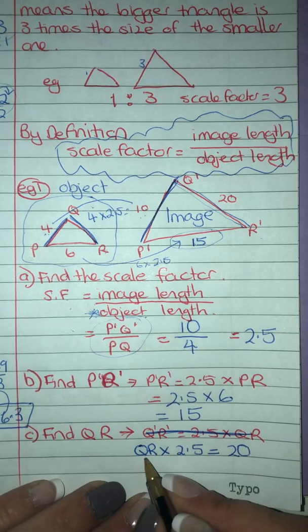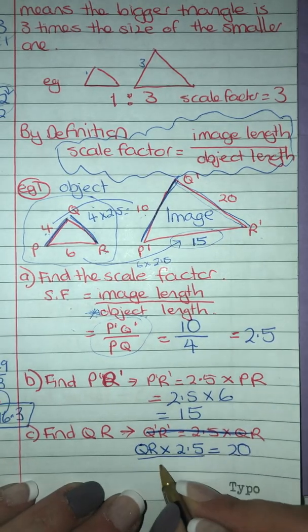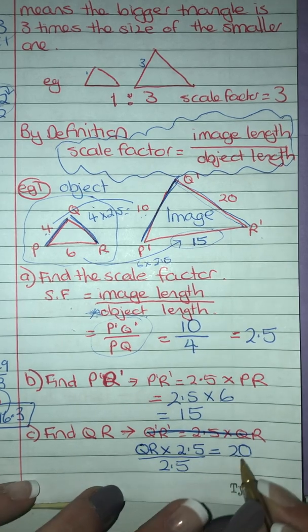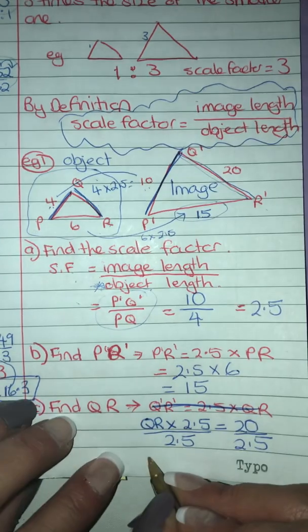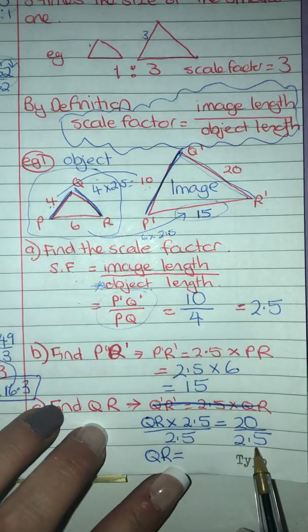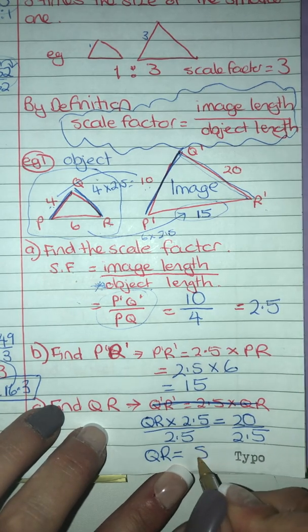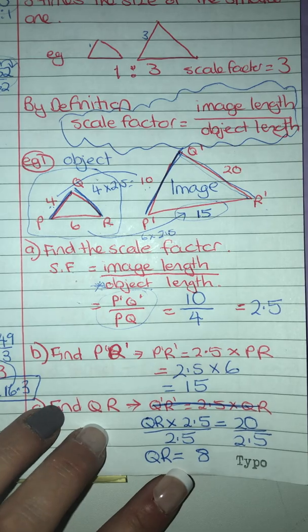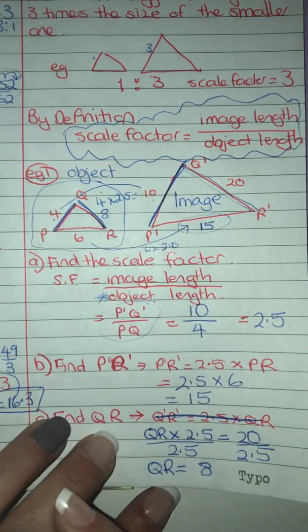How do we get that? So this is like multiplied by a number. So how do we get that? We want to divide by that number, and the same to the other side, divide by that number. And your answer will be QR is equal to, how many 2.5s in 20? There's 4 in 10, so there must be 8. Of course, you can use your calculator. All right, so it means this is 8 here.